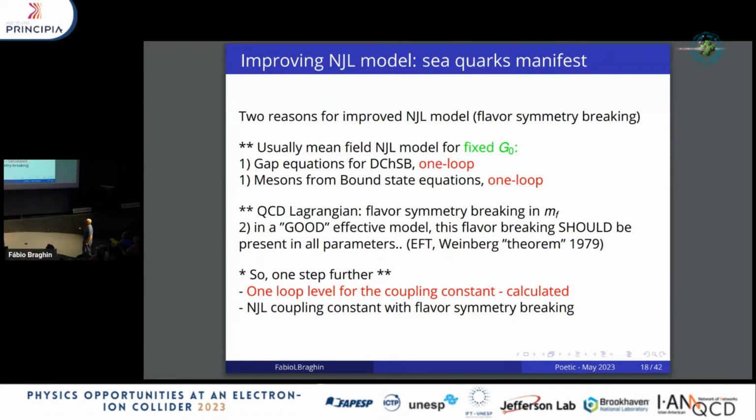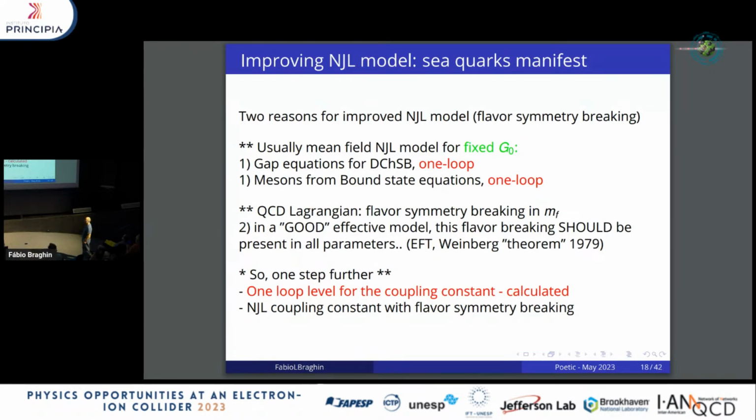Besides that, if you take the QCD Lagrangian, flavor symmetry appears only in the quark mass. But when you take an effective model, there's no reason for the effective model parameters not to depend on the fundamental degrees of freedom. So why shouldn't the coupling constants themselves also depend on the flavor asymmetry of the QCD Lagrangian? This is the idea of Weinberg when he formulated that sort of theorem in 1979 that gave rise to chiral perturbation theory.